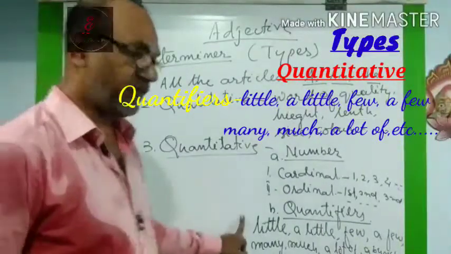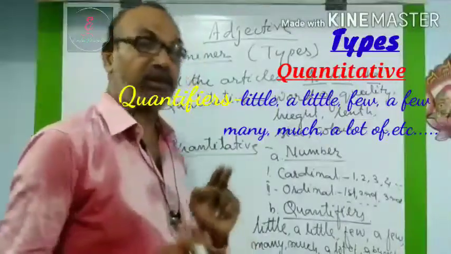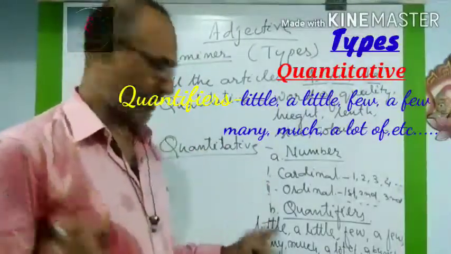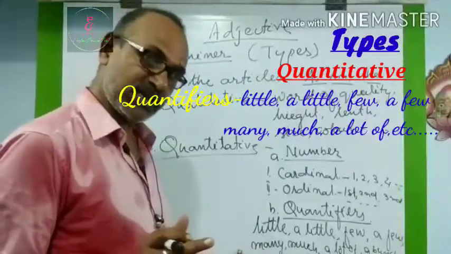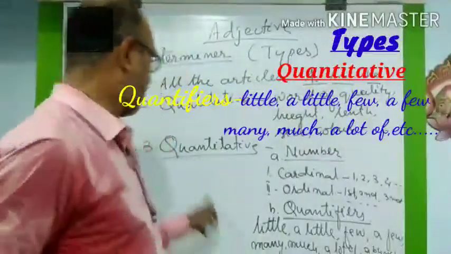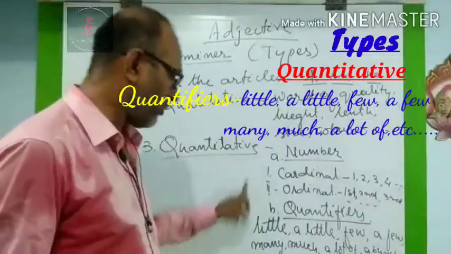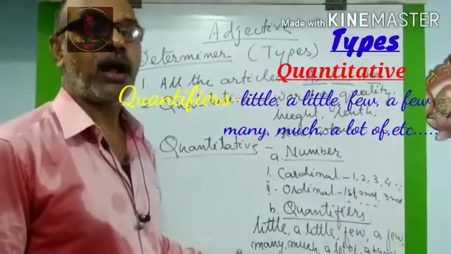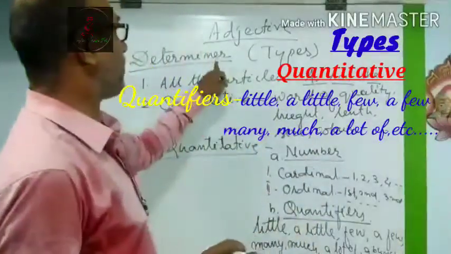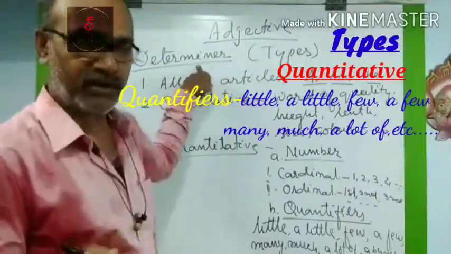But it is a very complex subject. Where to use, where not to use, and if used, what will it mean? There are so many things under this to discuss. That's why we will discuss that in another chapter. Here under quantitative, we just try to understand how quantitative determiners can be understood. And if that is used before any noun, then only will it be called an adjective, or determiner.